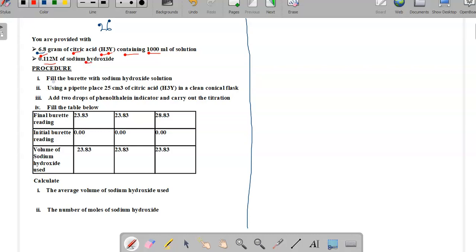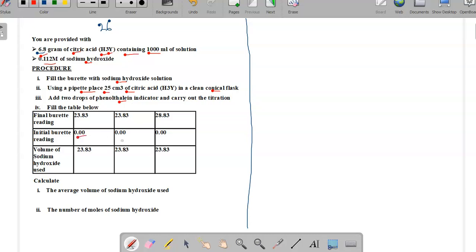Then the procedure is saying like this: fill the burette with sodium hydroxide solution. Then you fill the pipette. You pipette 25 centimeter cubed of the acid. Then you place it in a clean conical flask. Then you add 2 drops of phenolphthalein indicator. Then you carry out the titration.